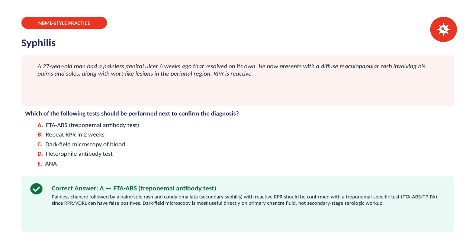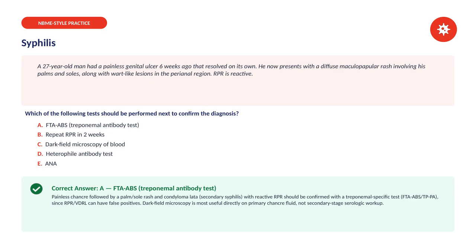The reactive RPR test confirms there is a non-treponemal antibody response, but these tests can sometimes give false positives. To definitively confirm the diagnosis, a treponemal-specific antibody test like the FTA-ABS is needed. This test remains positive for life and is more specific for Treponema pallidum infection.